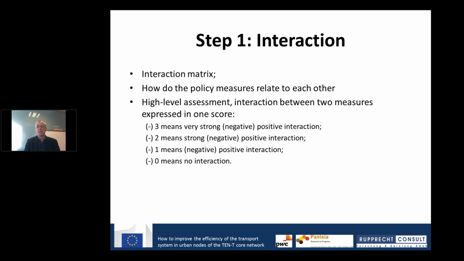First of all, the interaction. Different policy measures relate to each other, and one might see that in some cases policy measures weaken, and in some cases they strengthen each other. It is a high-level assessment without using transport models, but rather looking at expert views. And the results are expressed in just one score between two measures, and these can be very strong positive or negative interaction, or just some interaction or no interaction at all.